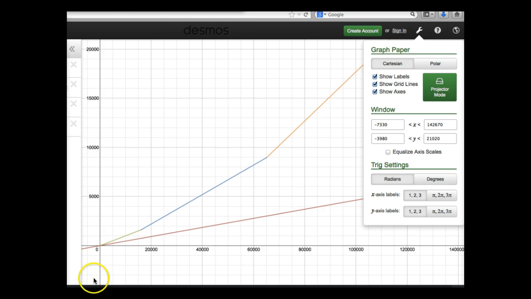Again, you can make y minimum be 0 because we wouldn't have a negative tax, but I like to look a little bit below just to give me some perspective. My y maximum, however, has to be big enough to show me all the different taxes that I may have to owe on the income that I pick. So my y max goes up to $21,020. You will probably need to come in here and adjust this on your own. If you don't, you won't see very much of your graphs otherwise.